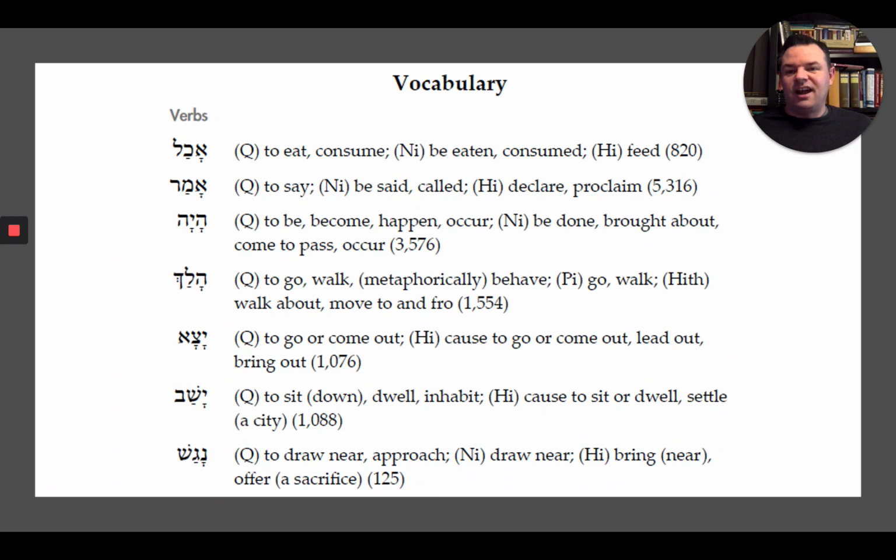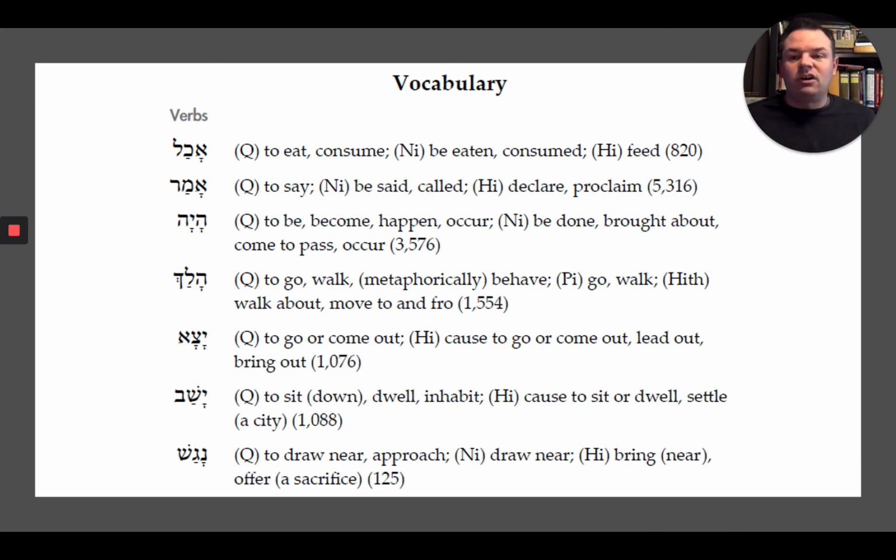So here you're going to have that lexical form, the normal root as we're talking about it. So the word akal is the word to eat. Here you've got a first guttural, because it's guttural in that first position. And then you've got the word amar, which is to say. Notice if you see the Q, it means from the qal stem. If you see the NI, it means from the nifal stem. The HI, the hiphil stem. The PI, the piel stem. If you see a PU, it would be pual. And HITH is going to be the hithpael.